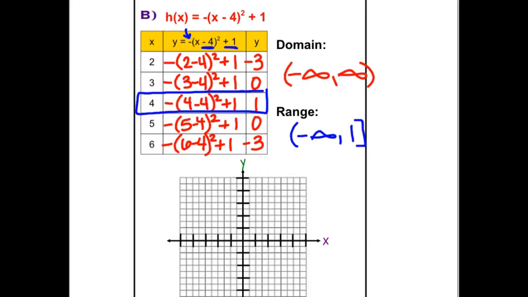And then we graph our points. We go (2, negative 3), (3, 0), (4, 1), (5, 0), and (6, negative 3). And we draw that nice smooth curve to be our parabola. Pretty easy stuff. Good old plug and chug.